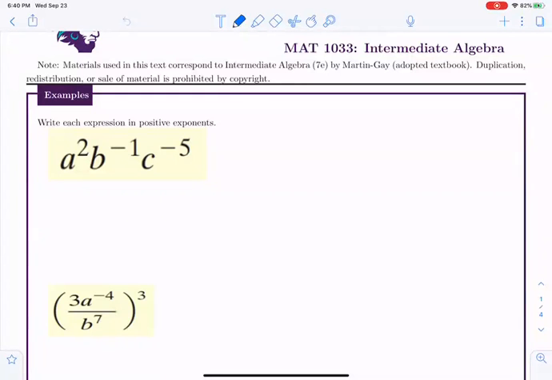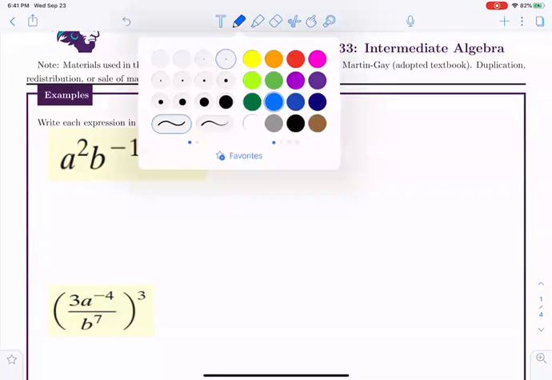Okay, so we want to write a squared multiplied by b raised -1 multiplied by c raised -5 in terms of positive exponents. So this simply means a squared b raised -1 c raised -5 divided by 1, because there is a 1 in every number in the denominator.